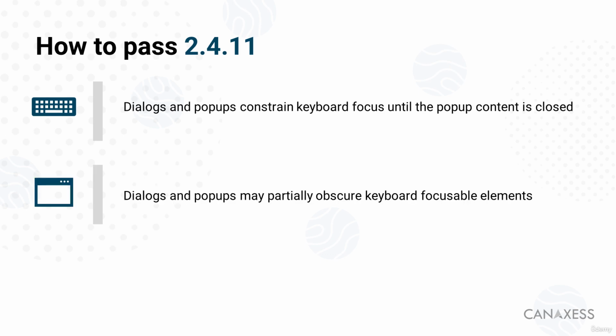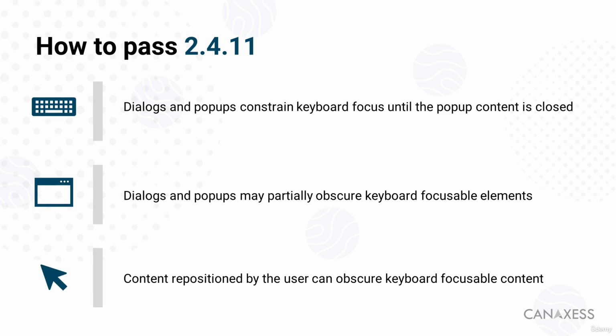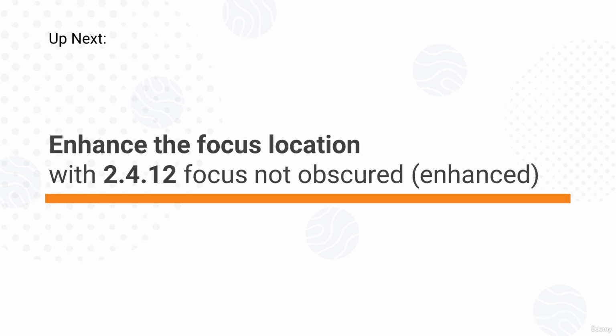Dialogues and pop-ups may partially obscure keyboard focusable elements. Content which can be repositioned by the user is allowed to obscure keyboard focusable content. In the next unit, I'll look at 2.4.12, Focus Not Obscured (Enhanced), a AAA criterion which has further restrictions with the requirements.